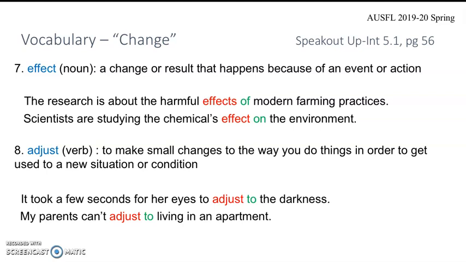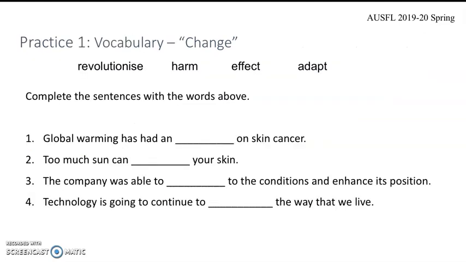Adjust means to make small changes to the way. So it is different from revolutionize or transform, right? Because here we're talking about making small changes. There is also another keyword in the definition here. It says to make small changes to the way you do things in order to get used to a new situation or condition. And you will notice in the examples that it is used with the preposition to. Adjust to the darkness, adjust to living in an apartment.